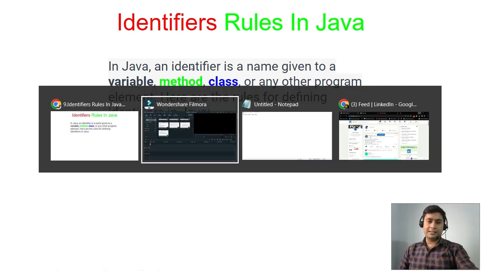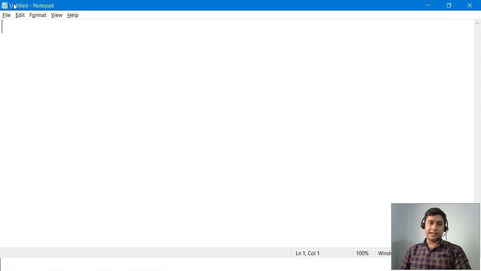So identifiers is nothing but whatever you are writing here. For example, we start writing some class. So here, for example, class, and people write curly braces open and close. Yeah, that is right, no issue. So this is nothing but identifiers.